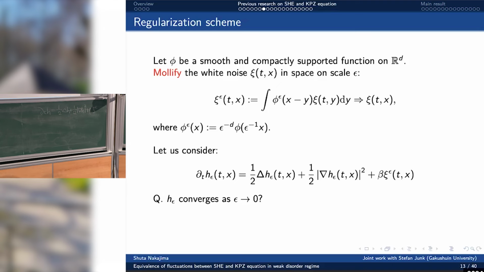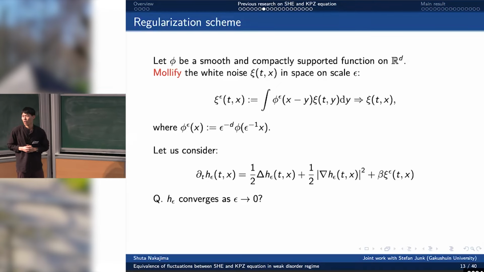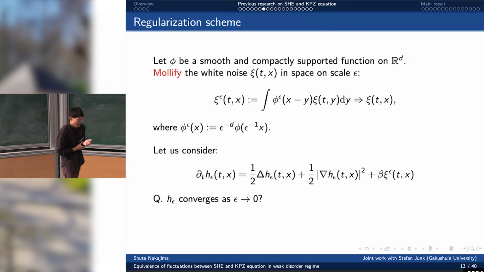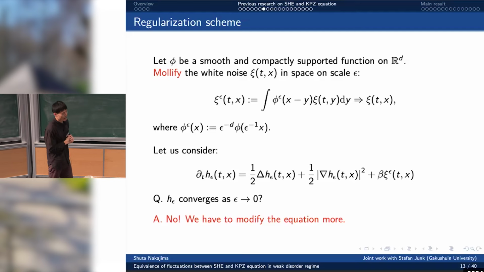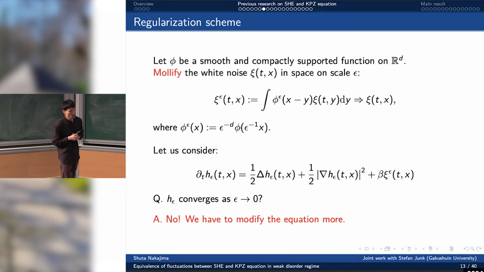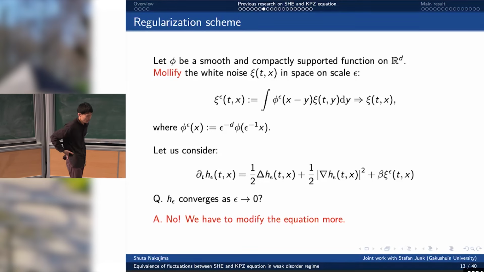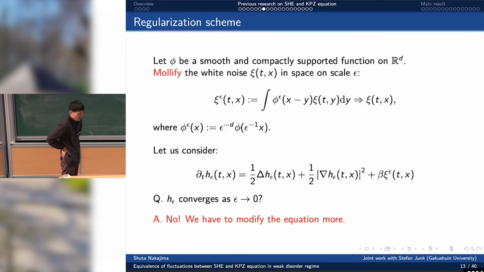The question is, does H epsilon converge to a non-trivial random function? The answer is no. H epsilon actually diverges to minus infinity. It's very similar to a problem in quantum field theory. So that's why we have to modify the equation more.